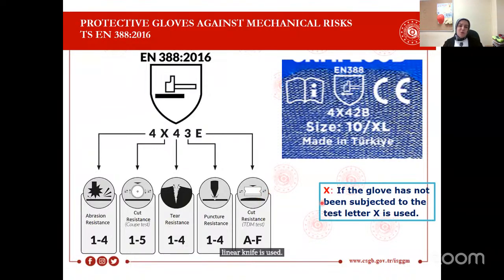Here is a sample label of a glove. We can see the performance levels under the pictogram. We see 4, X, 4, 2, and B. There is an X letter here. X shows us that the glove has not been subjected to the test. We can say that this glove has not been subjected to the cut resistance test. And we see the CE mark, size, and pictogram.